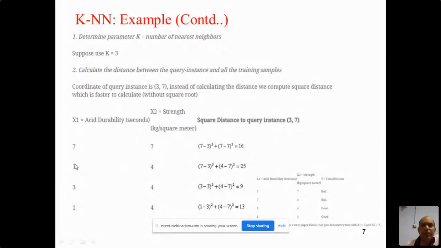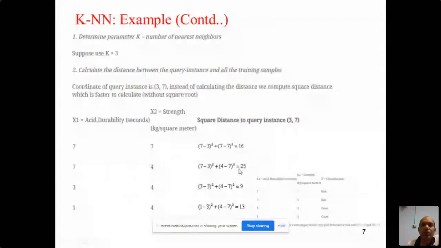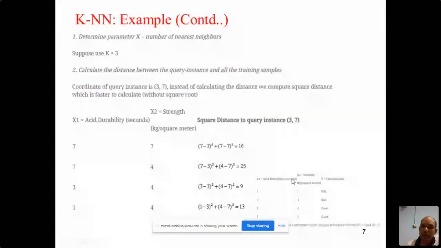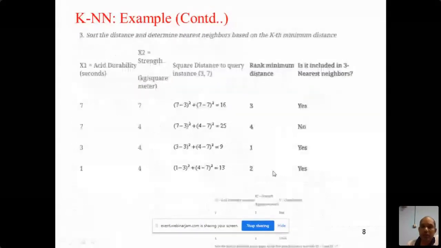Again for the second data point, it is 3 minus 7 and 7 minus 4. So it is showing 25. Similarly, you can calculate for these data points. Now in the second step, you have calculated the Euclidean distance between the new data point and all the data points in the data set. Now in the third step, rank based on the minimum distance.